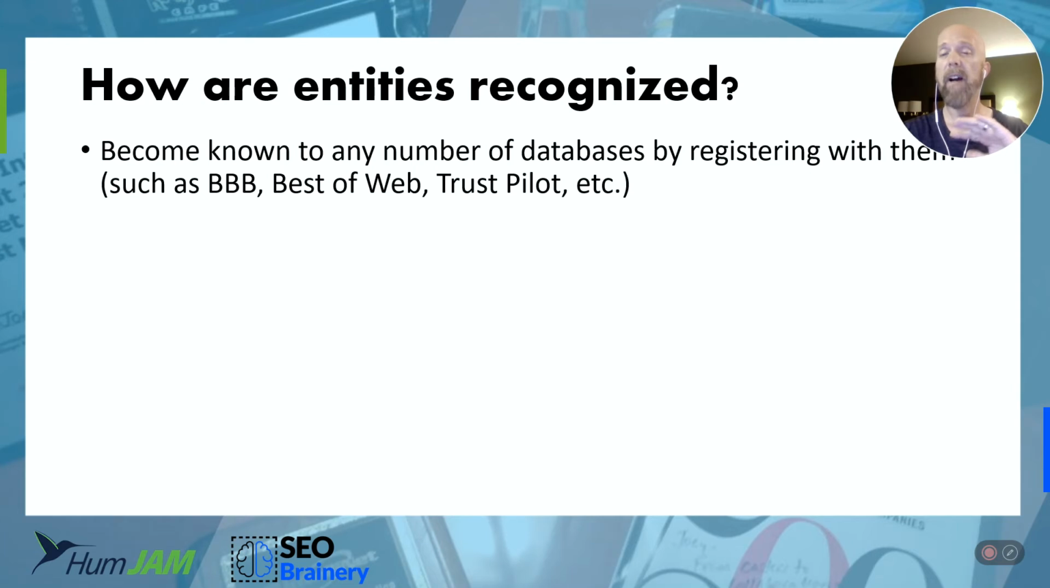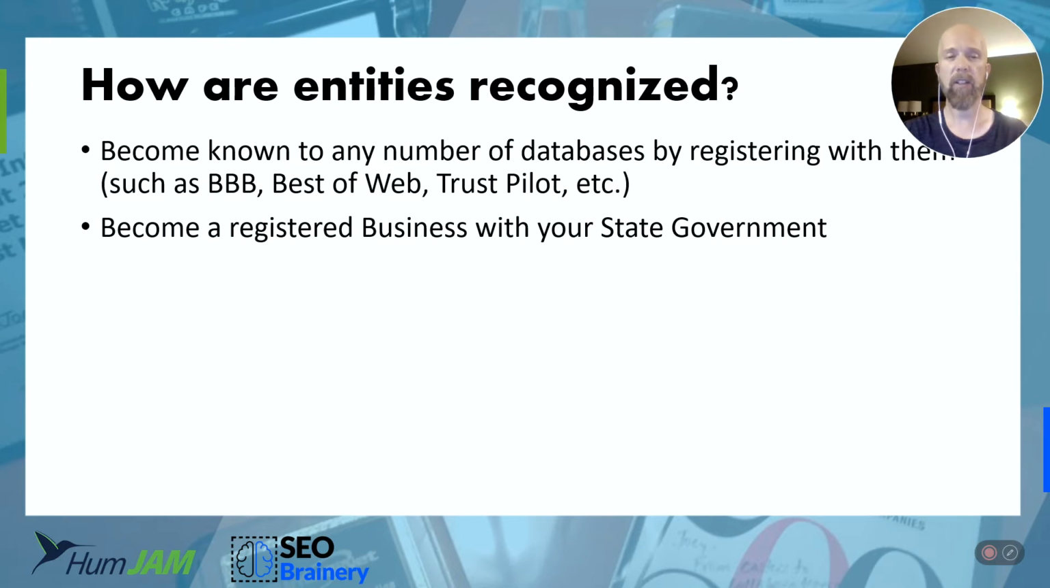They're known by a number of databases by registering with them. This is up to you to build that list. So Best of the Web, Trustpilot, BBB, anything that applies to you that would register you or certify you or put you in a database that looks over you and vouches for you can make you an entity that can be recognized by Google. So become a registered business also with your state government. Again, that will definitely get you recognized as an entity.